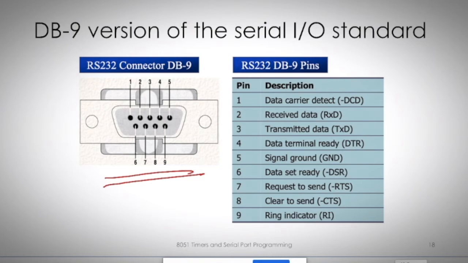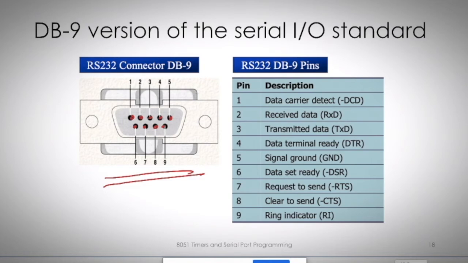And these 9 pins are mentioned here. If you take the connector facing towards you, whether a male or a female, keeping the 5 pins on the top and 4 pins on the bottom, from the left side you start counting from the top: 1, 2, 3, 4, 5, 6, 7, 8, 9. This is how the 9-pin connector is numbered, and each pin has a specific purpose. Pin number 1 is called the data carrier detect.